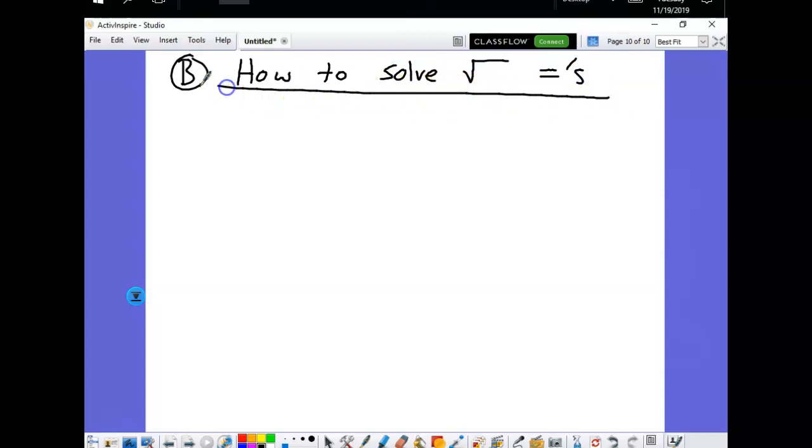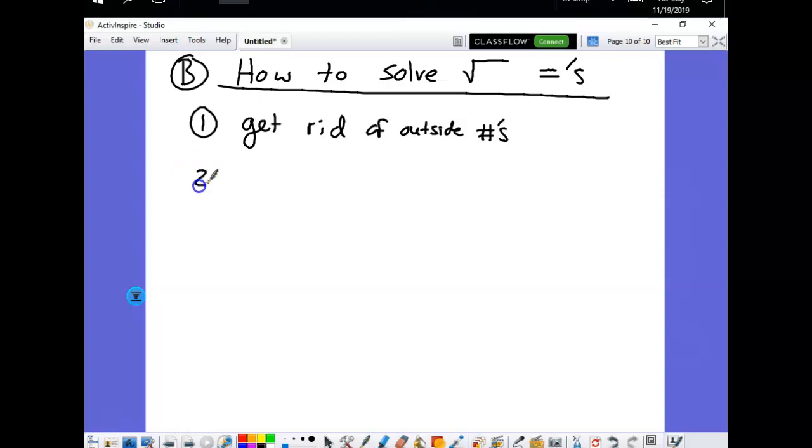How to solve square root equations. I'll show you what I mean by these in a minute, but get rid of outside numbers. So we're going to have some square roots. Some of the numbers will be inside the square root, some will be outside. You're going to start by getting rid of the numbers outside of the square root first, okay?